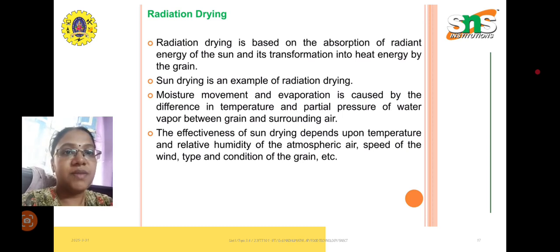It is based on how much water is evaporated between the grain and the surrounding air. The effectiveness of sun drying will depend upon temperature, relative humidity of the atmospheric air, speed of the wind, and the type and condition of the grain. So based on this, radiation drying takes place.